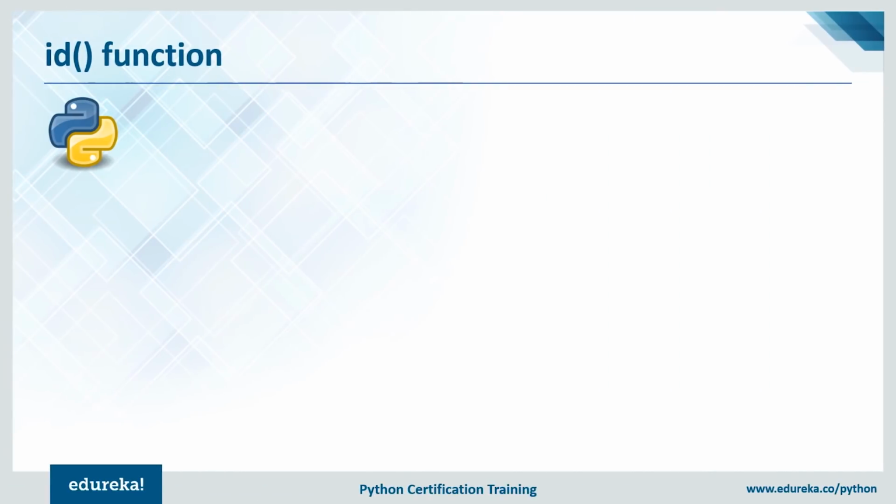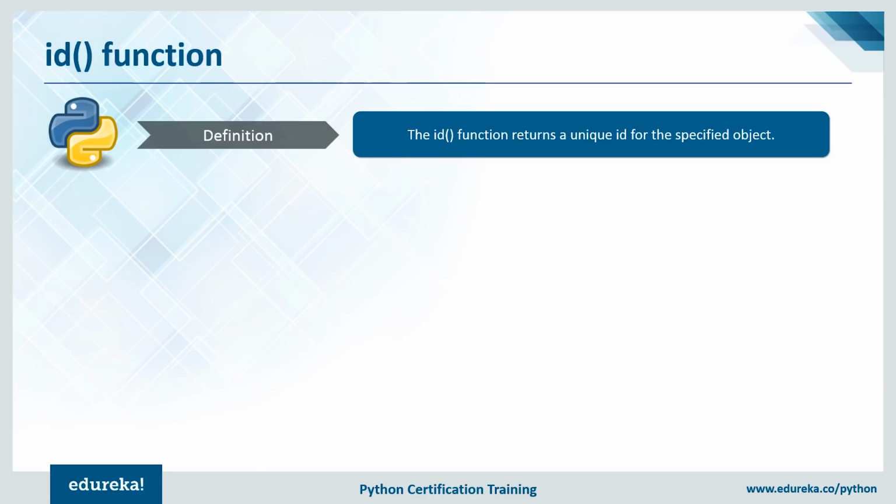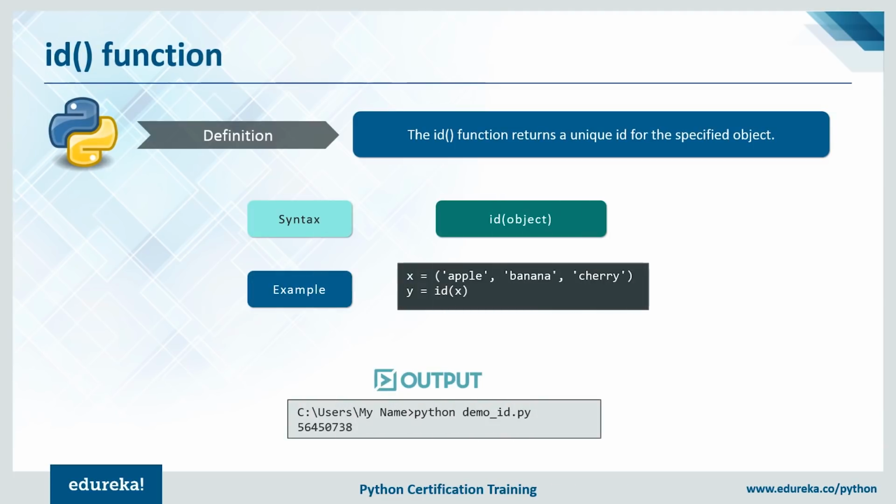This is an interesting function, guys: the identity function, also called the id function for short. What is the definition of this function? Guys, the id function returns a unique identifier for any specified object. All objects in Python have their own unique identification, right? The id is actually the object's memory address, and it will be different each time you run the program. Check out the syntax and the example, guys.